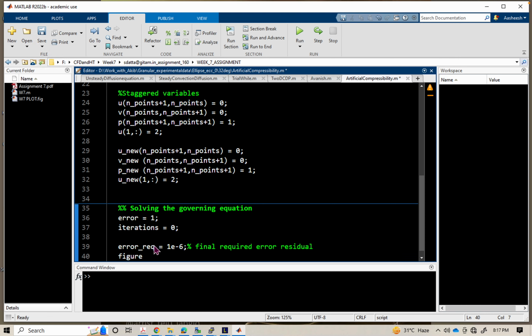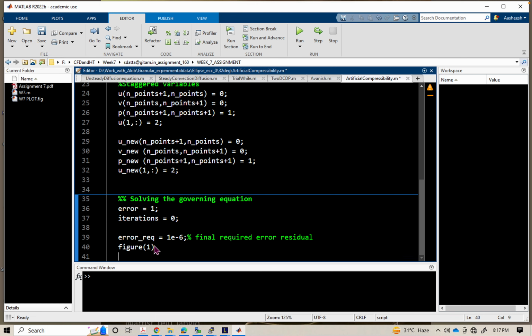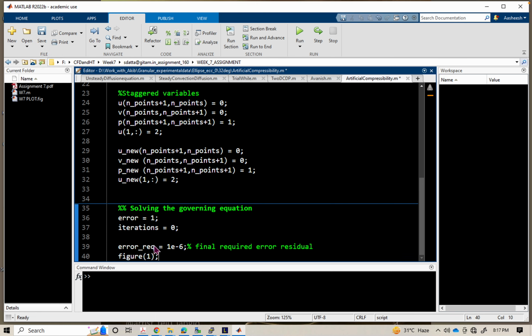So let's start figure 1 for error monitoring. I will also make the error monitor here in the figure. Okay, so that plot I will make.